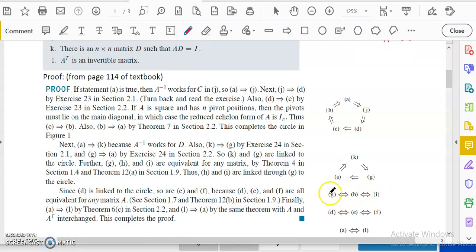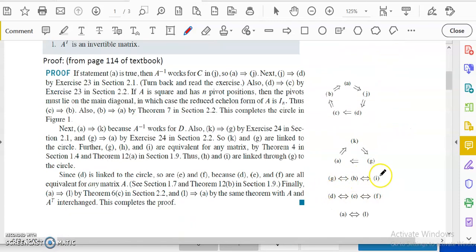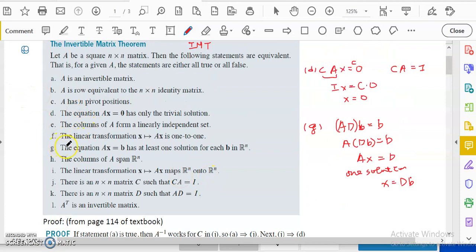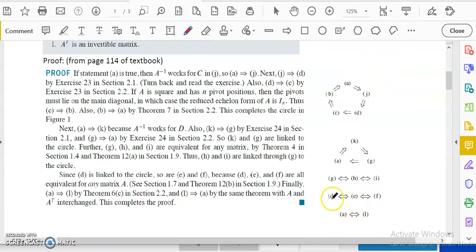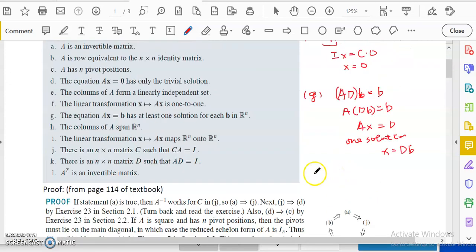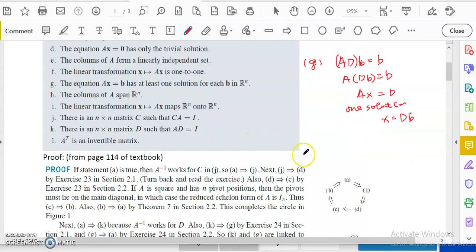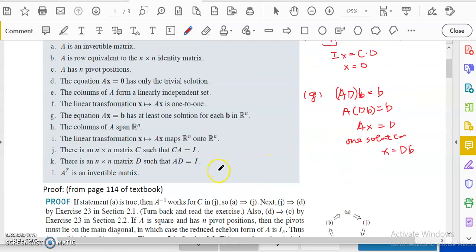A, G, K. And then from G, you would have the equivalency of H and I through the old stuff, right? Once you prove one solution, then this is one-to-one, and also linear independence, that is from the later part of chapter 1. And also from D, you would have D, E, F. D is the equation has only the trivial solution, it's linearly independent, and it is also one-to-one. So that is earlier in 1.4. And then we also do L, which we cover in 2.2.